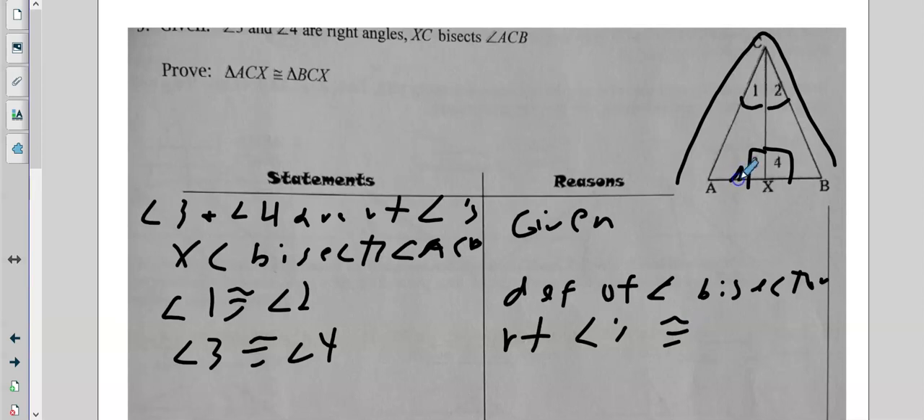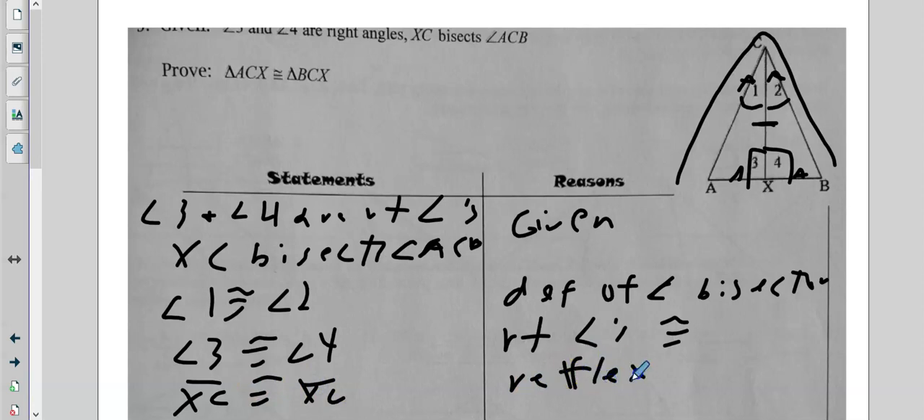So that you can put angle here, angle here, angle here, angle here, and then what are we going to do? Our famous old reflexive. We say that XC, besides being a bisector, is also equal to itself. Why? Because it's the reflexive property. Anything is equal to itself. And that gives us ASA on both triangles.